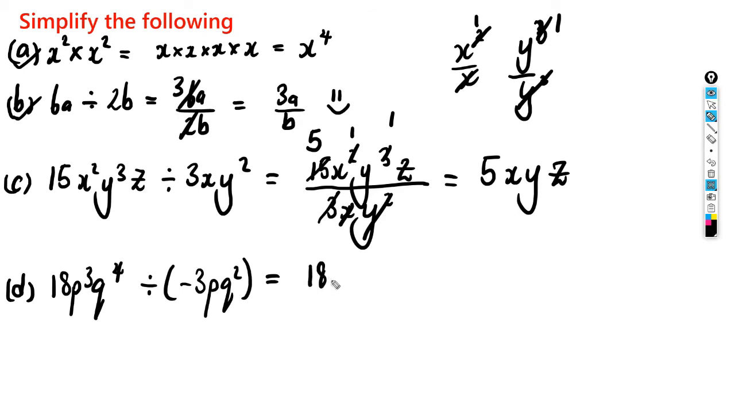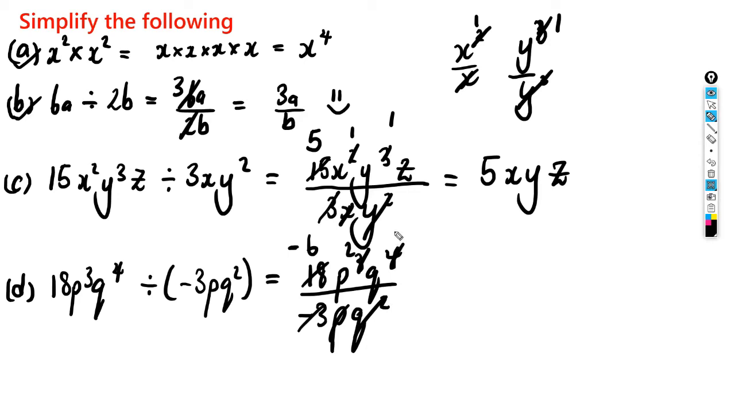We have 18p cubed q to the 4 divided by a negative 3pq squared. So this negative 3 actually goes into this 18 6 times, and because it's a negative, we're going to end up with a negative 6 here. This p goes into this p cubed once, and you're going to get p squared, and q squared goes into q to the 4, leaving q squared. The 2 subtracts from the 4, leaving q squared. So we're going to end up with negative 6p squared q squared. Okay, guys, and that's the answer.